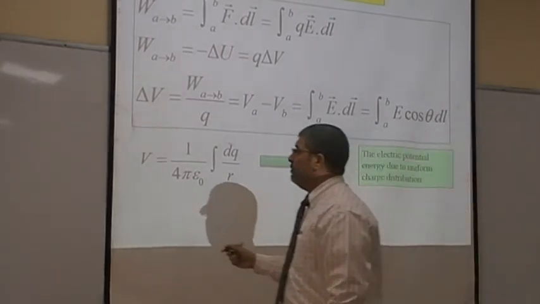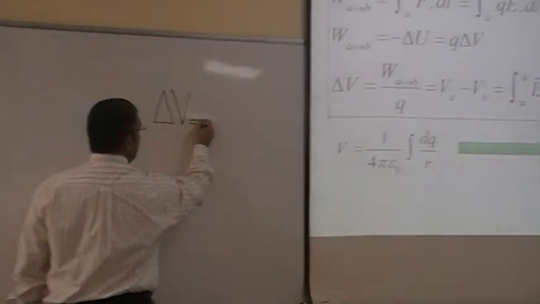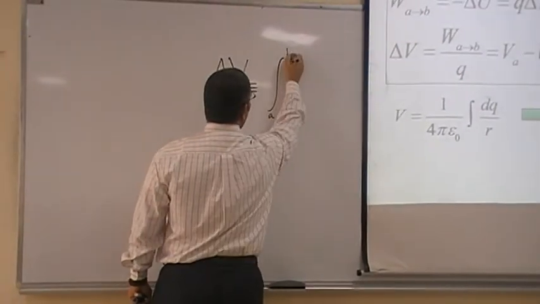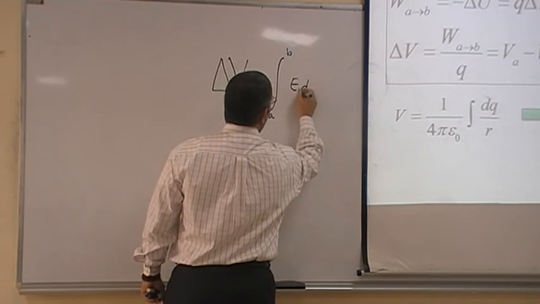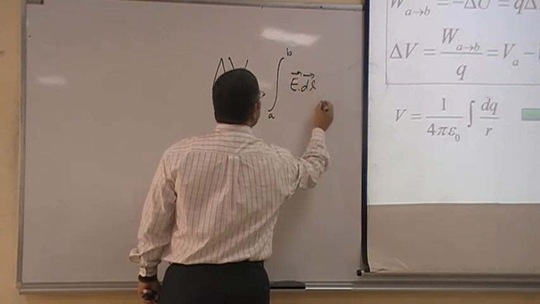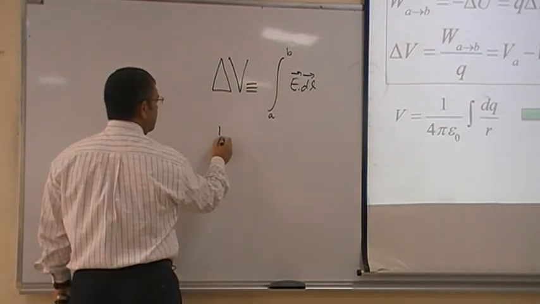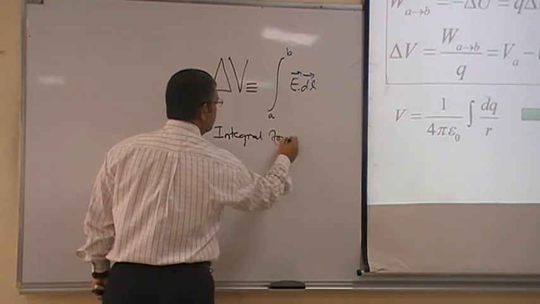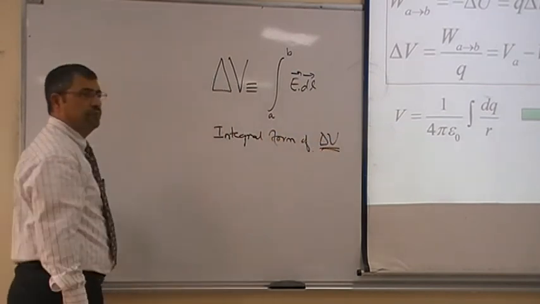So let me write it over here. The potential difference, delta V, going from point A to point B, is defined as the integral of E dL. So this is called the integral form of delta V, the potential difference.